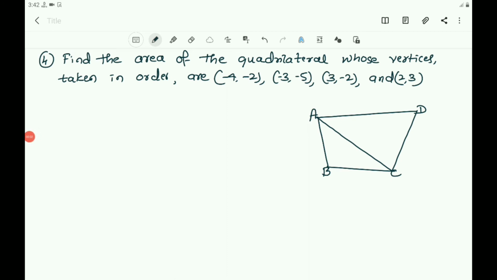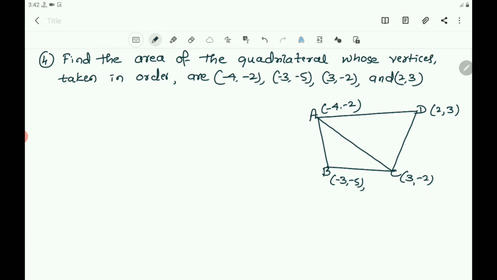Now the fourth question. Find the area of the quadrilateral whose vertices taken in order are -4, -2, -3, -5, 3, -2 and 2, 3. Now we must have the figure of the quadrilateral. Here ABCD is a quadrilateral and A is a vertex with the coordinates -4, -2. B is a vertex with the coordinates -3, -5, and C is a vertex with the coordinates 3, -2. D is a vertex with the coordinates 2, 3.